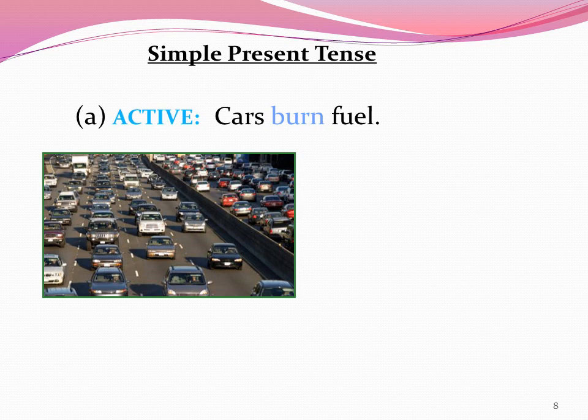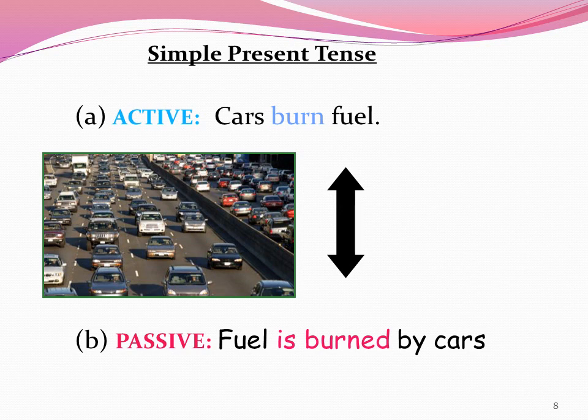Let's try to observe more sentences with more tenses. Simple present tense, as the one we have just discussed, the active sentence here, cars burn fuel. Is the verb transitive or intransitive? Yes, it is transitive. It needs an object which is fuel. So, subject, verb, and object. And the verb is in simple present.